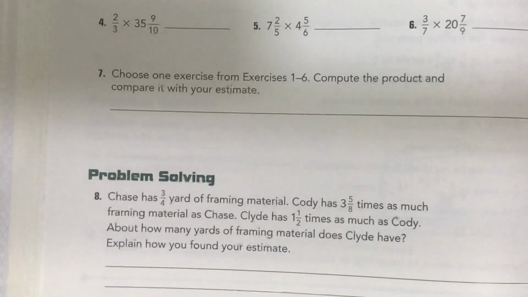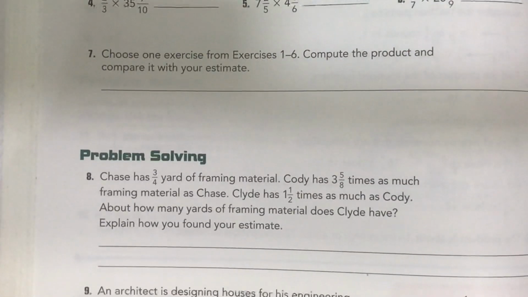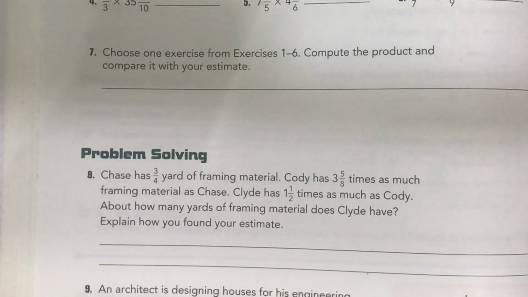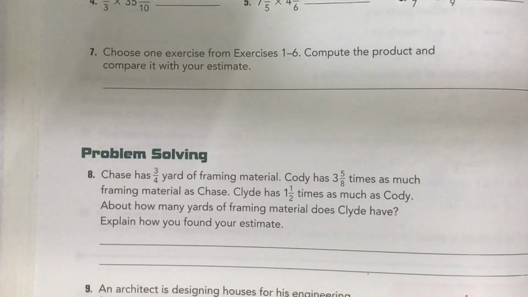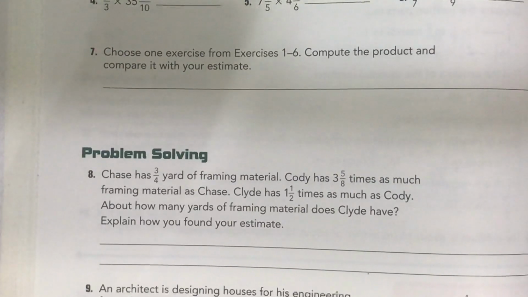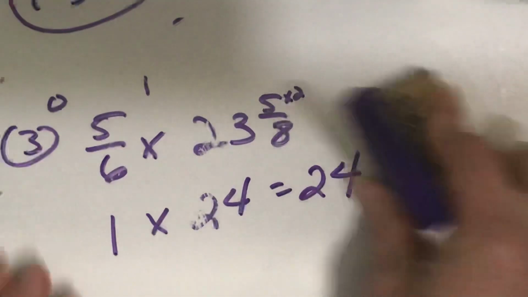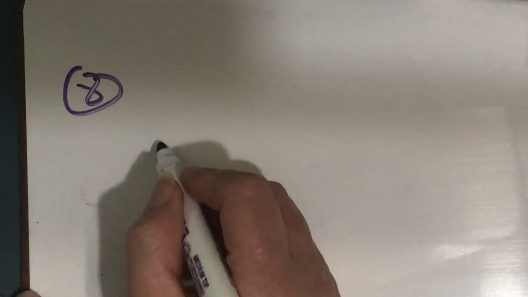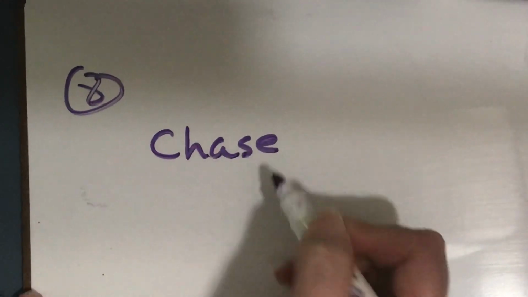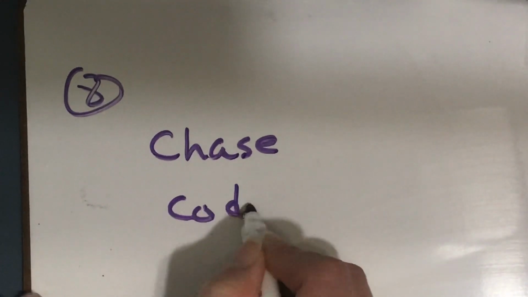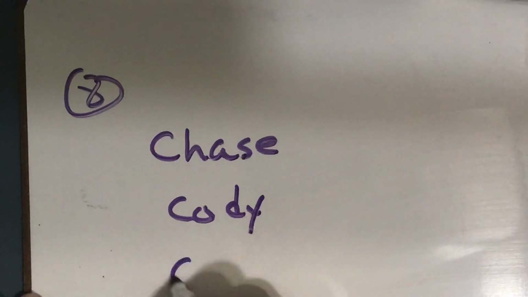It says, Chase has 3/4 of a yard of framing material. Cody has 3 5/8 times as much framing material as Chase. Clyde has 1 1/2 times as much as Cody. About how many yards of framing material does Clyde have? Explain how you found your answer. Well, first let's write down the information that we have. So it's number 8, and we know that I have 3 people. I have Chase, and I have Cody, and I have Clyde.